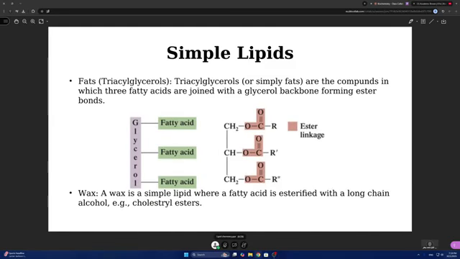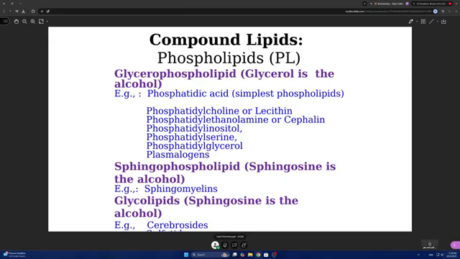The simple lipids. What are simple lipids? That is triacylglycerol, simply fats. They are made up of 3 fatty acids and a glycerol. Exactly in the same manner, waxes are basically long chain fatty acids esterified with a long chain alcohol. Or a fatty acid is esterified, like for example cholesterol esters.